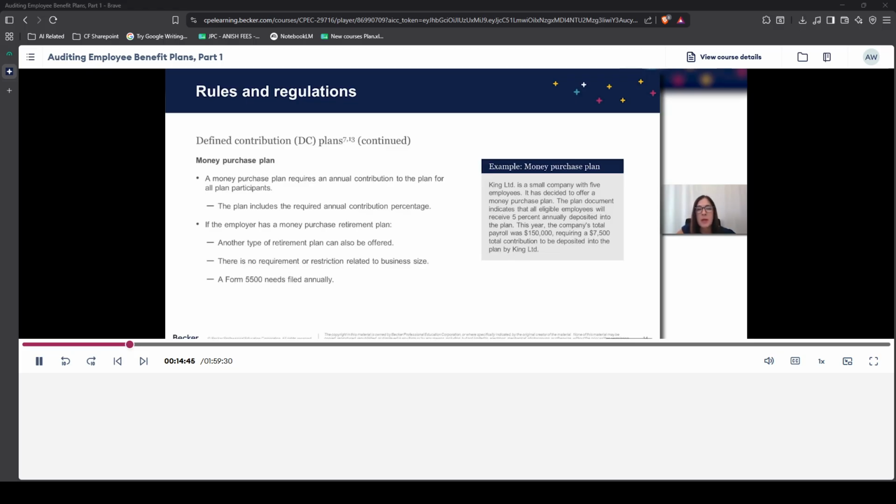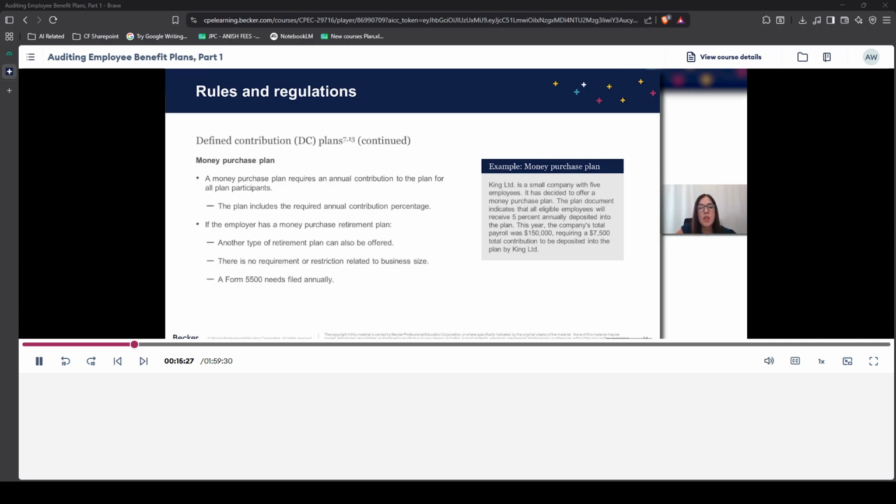So in this little example that we have here, King Limited is a small company with 5 employees. So they've decided to offer a money purchase plan. The plan document indicates that all eligible employees will receive 5% annually deposited into the plan. This year, the company's total payroll was $150,000, requiring a $7,500 plan contribution to be deposited into the plan by King Limited. So that's just an example of where they would have that required annual contribution, but the plan sponsor still has the discretion to determine the amount.